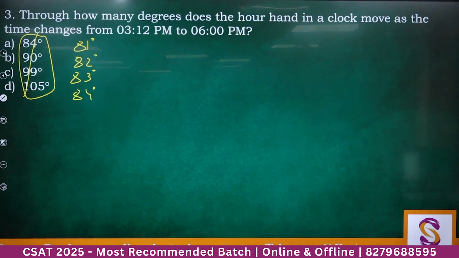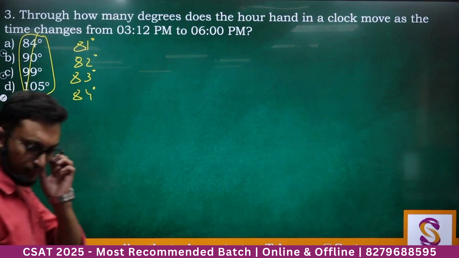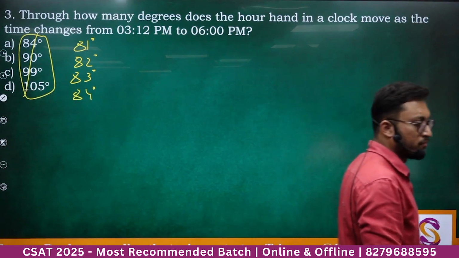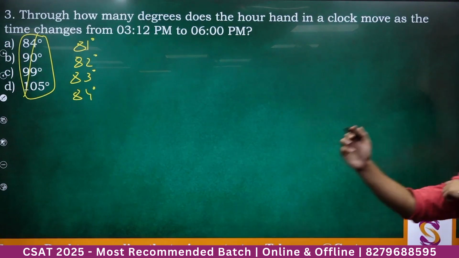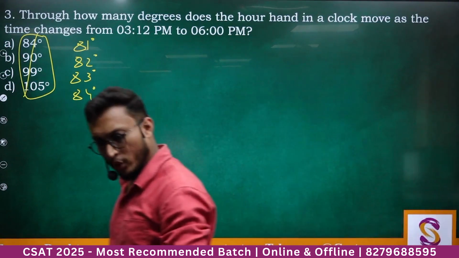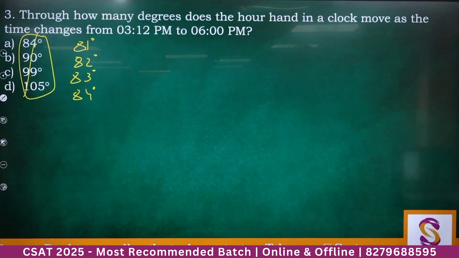Pass on that. Yes, 84 is the answer. हो गया. इसीलिए तो I have wrote 81 to 84.